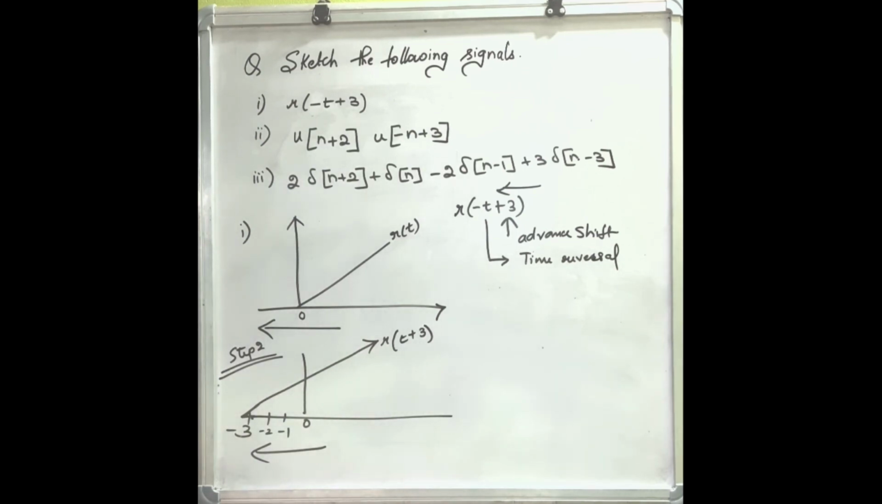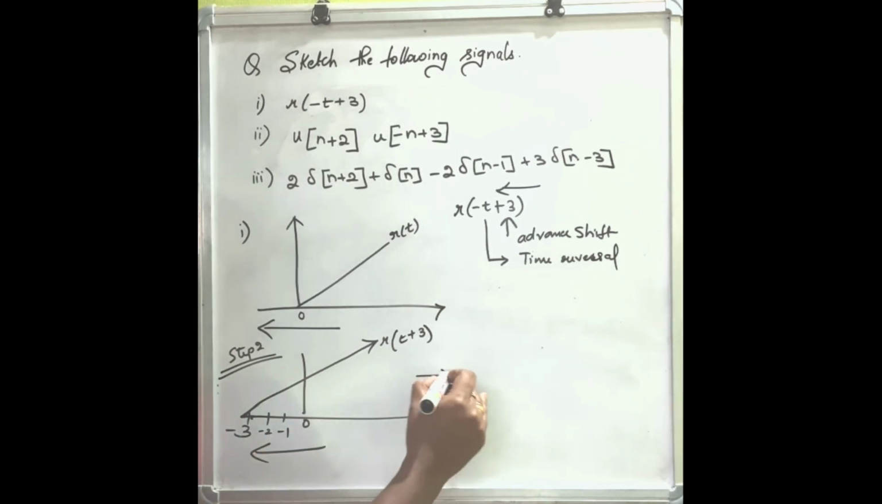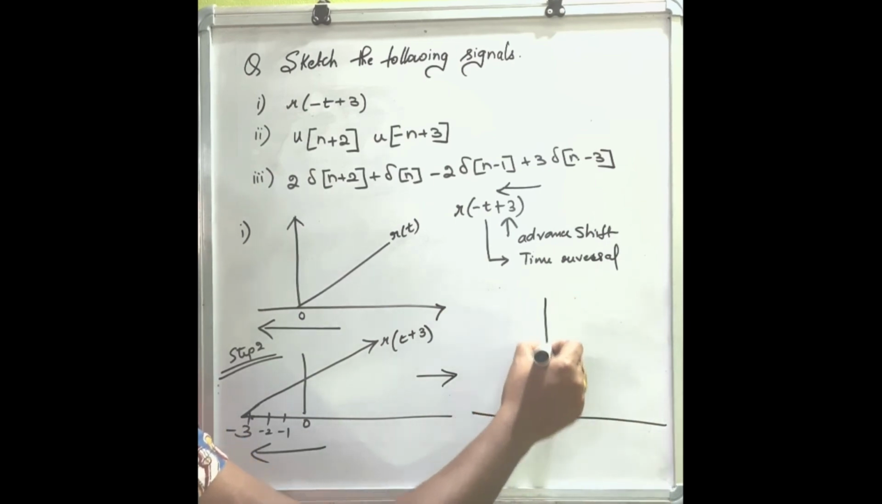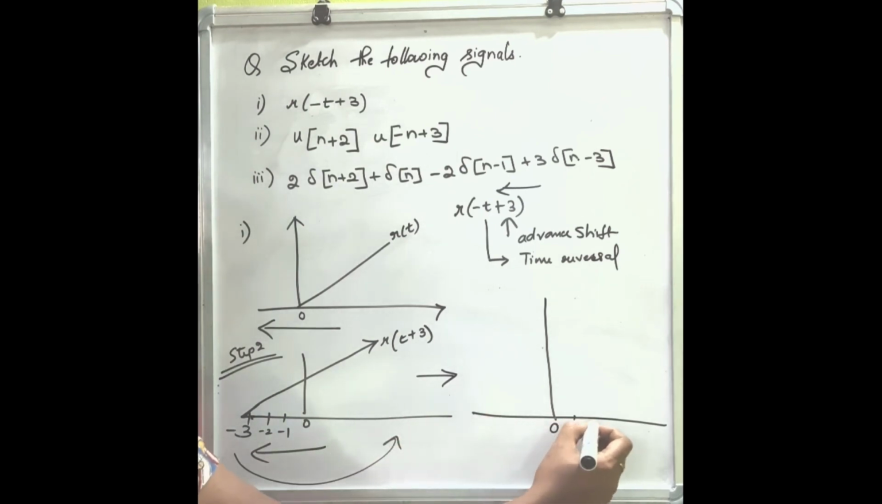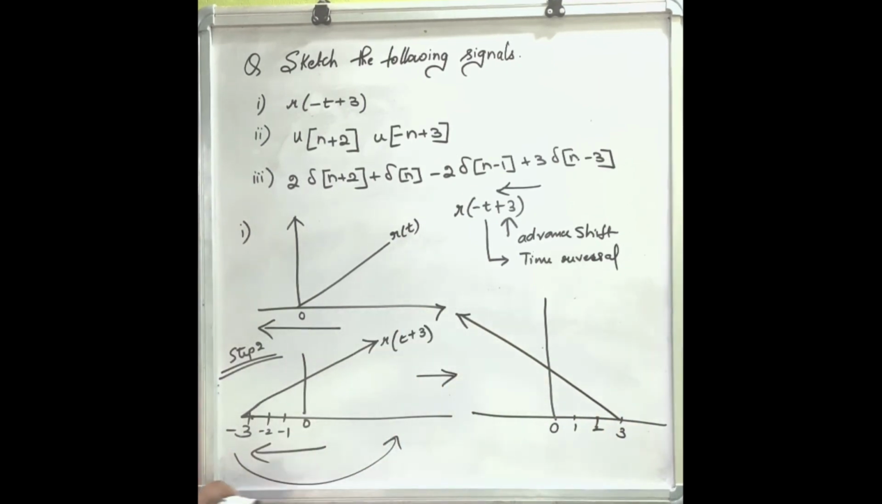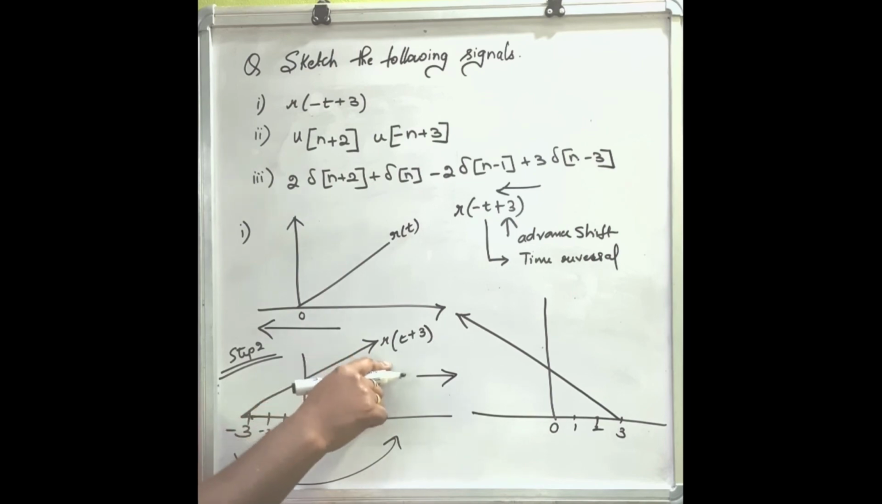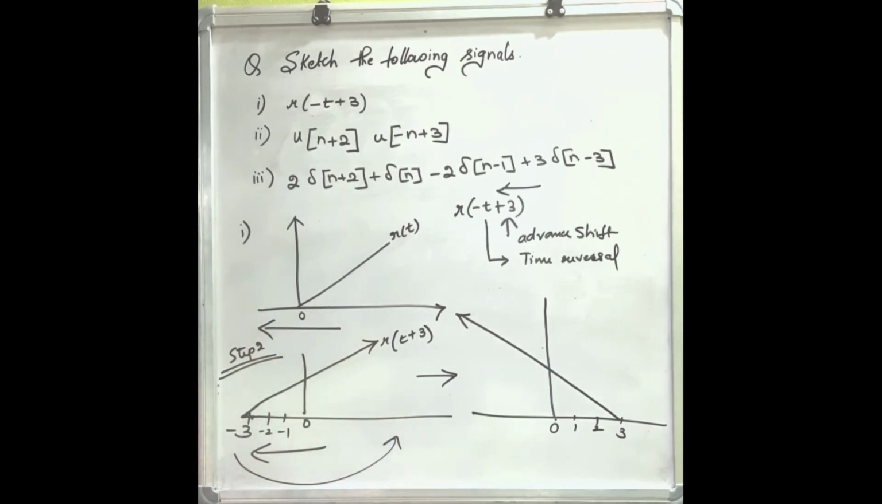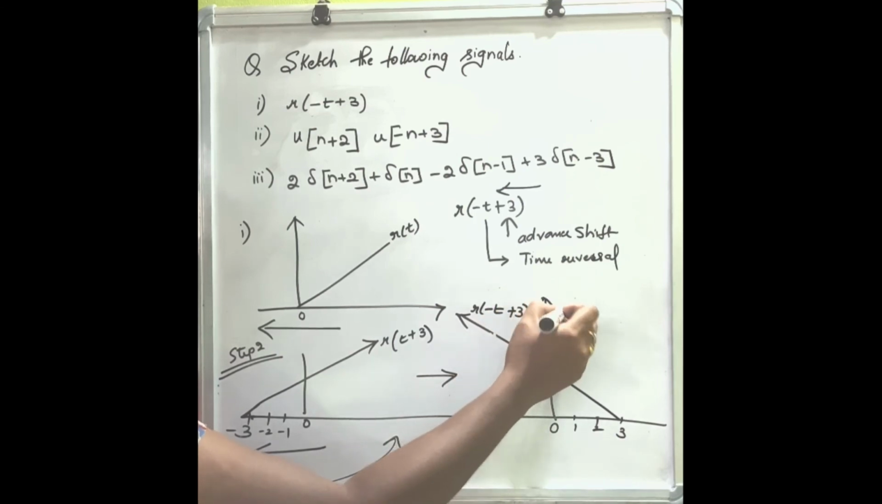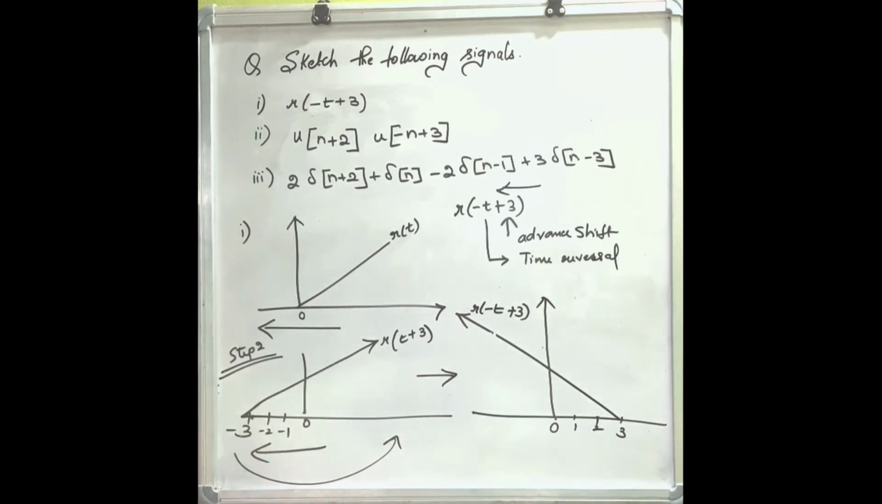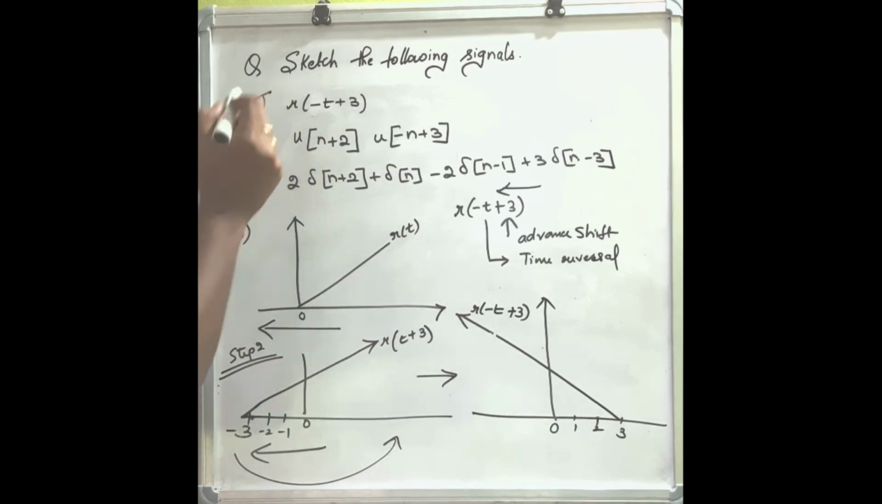Next is time reversal. So the signal from here will go in the other direction. From minus 3, it will move on to plus 3. 1, 2, 3. So now this is your signal. From minus 3 to this direction, it will completely reverse itself. So now the new signal is R of minus t plus 3. This is the new output signal that has been obtained. So we have done the first one.